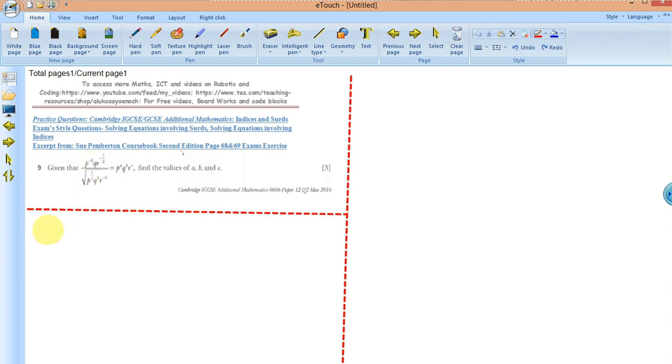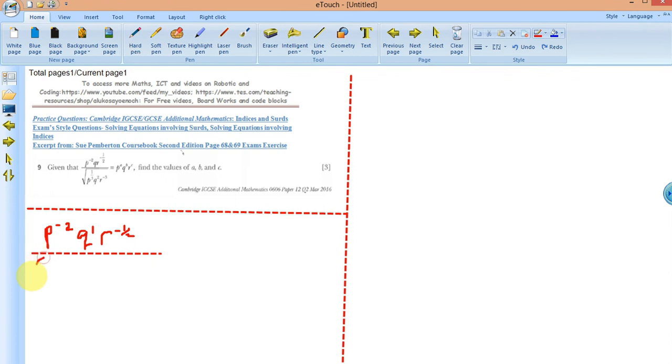So let's go ahead with the numerator first. That is p raised to power minus 2. This is the same thing as q raised to power 1. Don't forget q raised to power 1. I'm just writing it like that because there's no power. Then r raised to power minus half. Now I'm going to remove the square root, so by implication, that will be raised to the power of half, because the square root of a means a raised to power half.